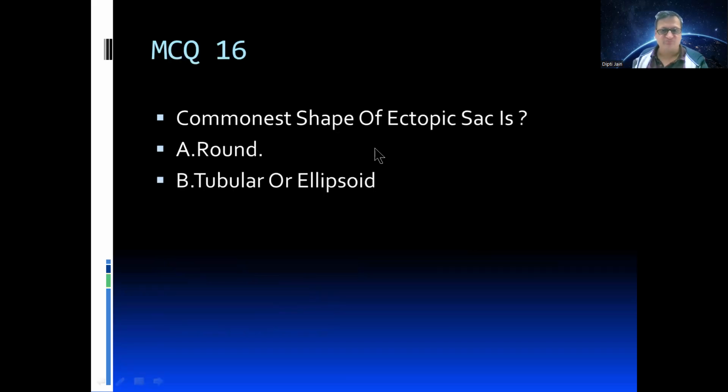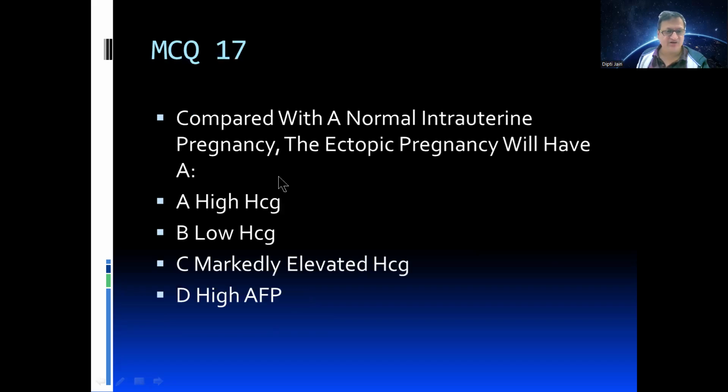Commonest shape of the ectopic sac is round, or tubular, or ellipsoid. Because ectopic is usually present in the tube, it has a tubular shape. Compared with the normal intrauterine pregnancy, the ectopic pregnancy will have high HCG, low HCG, or mild elevated HCG, or high AFP. So ectopic pregnancy usually has a low level of the HCG.